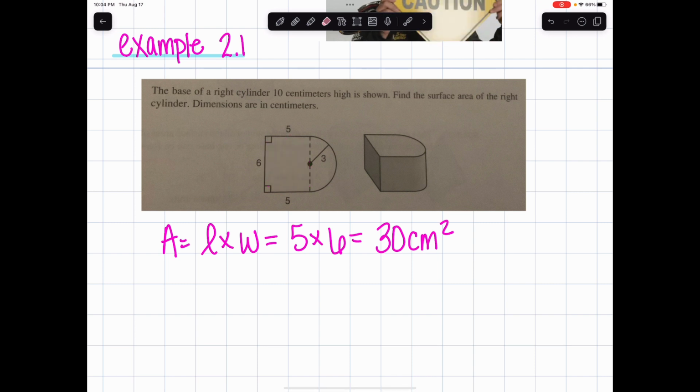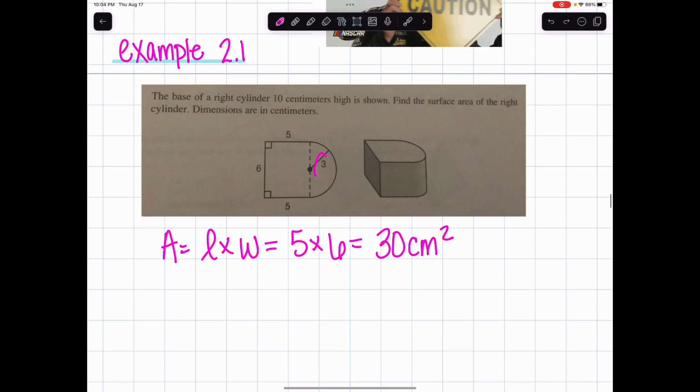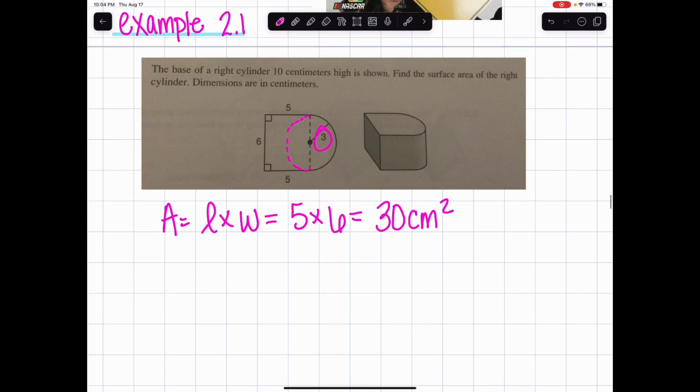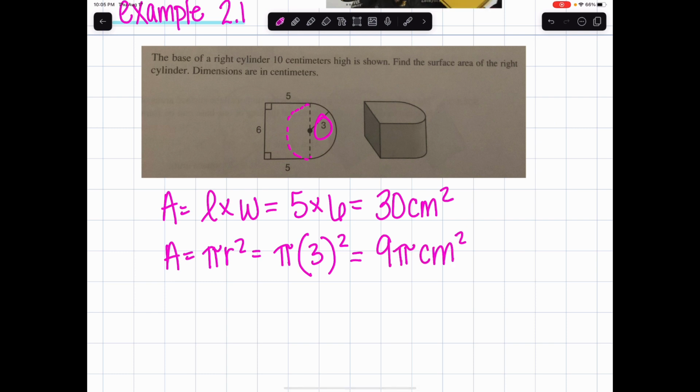Okay, now let's go back and calculate the area of this semicircle. It tells us that the radius of that circle is 3. But if it were a circle, it would go all the way around like that. Let's calculate the area of a circle. Pi r squared is pi, and then r is 3 squared. So it's 3 times 3 is 9. It's 9 pi, and it would be units of centimeters squared.